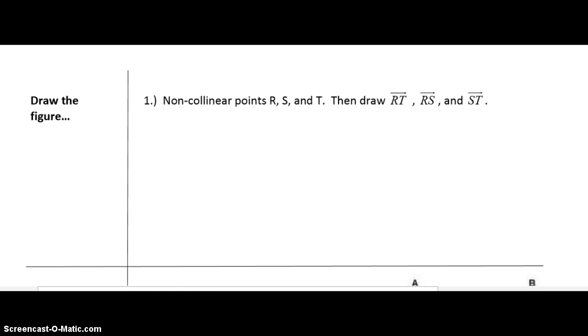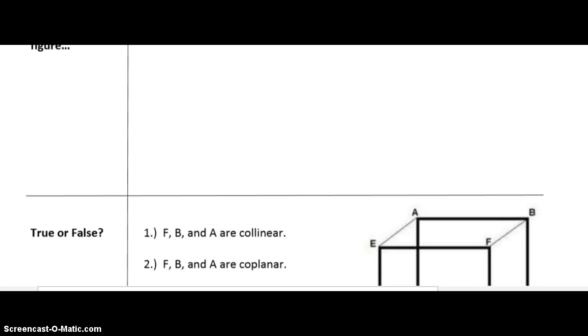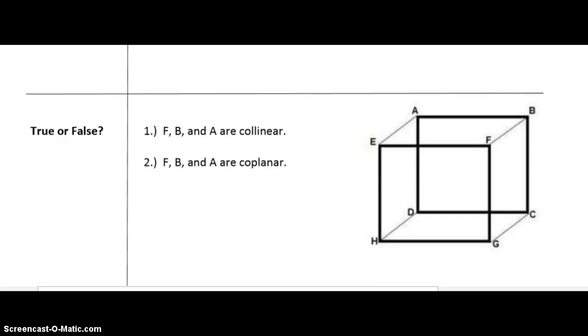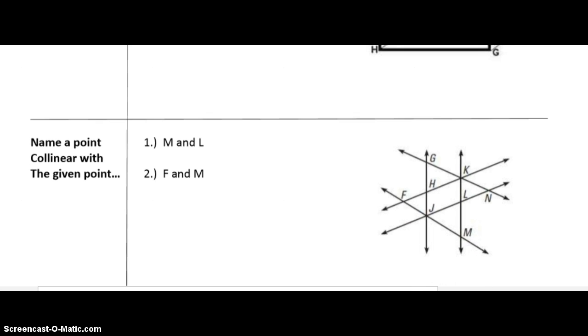Down here, we're going to talk about drawing the figure. So it says, draw the figure, non-collinear points R, S, and T, and then draw ray RT, ray RS, and ray ST. And then down here, we have a couple true-false questions, and after that, we have a couple of questions about this crazy picture.